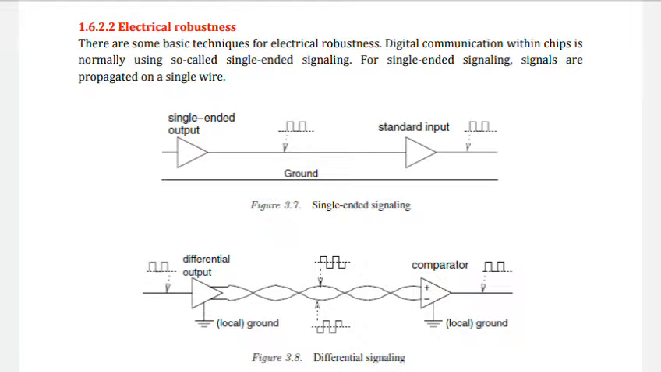Next, electrical robustness. There are some basic techniques for electrical robustness. Okay, you can see it in the next video.